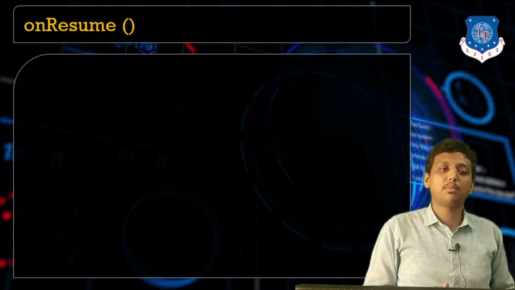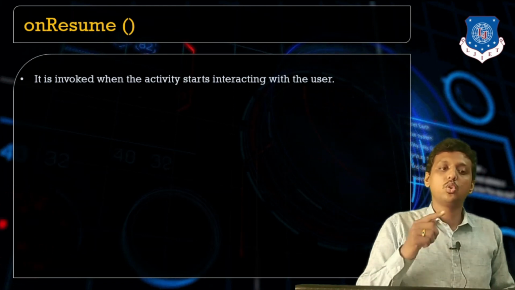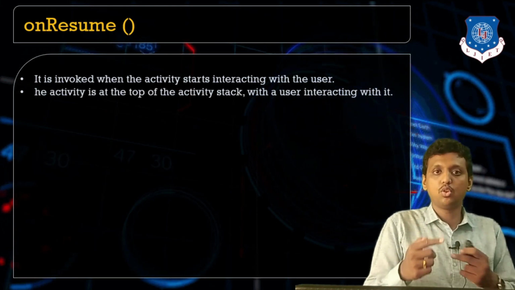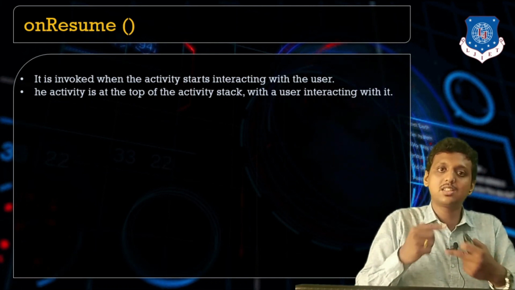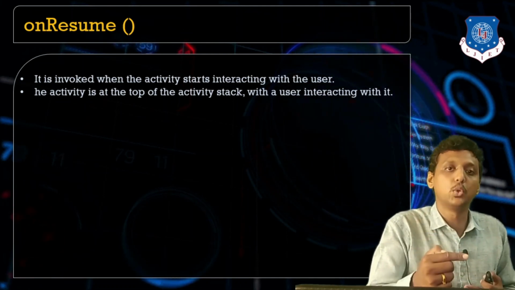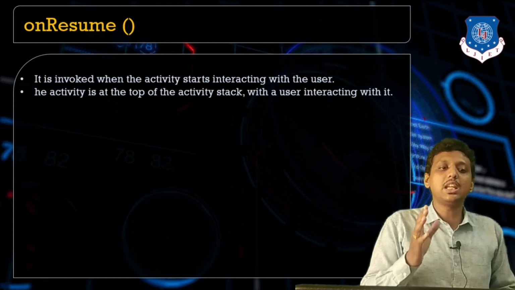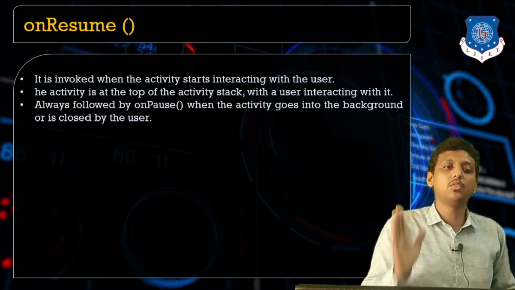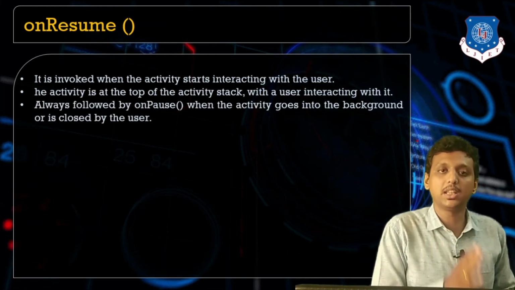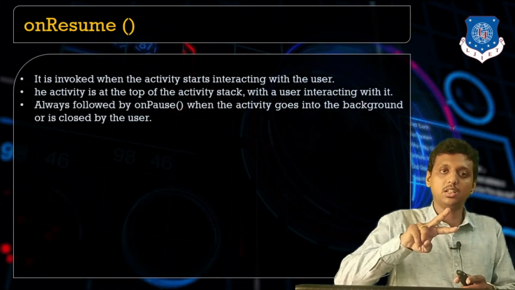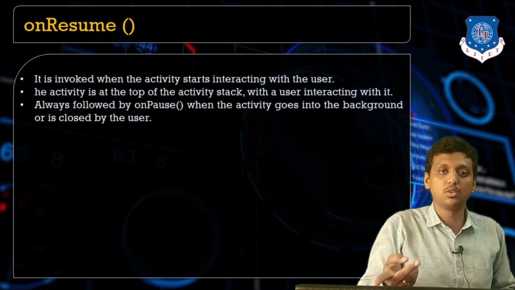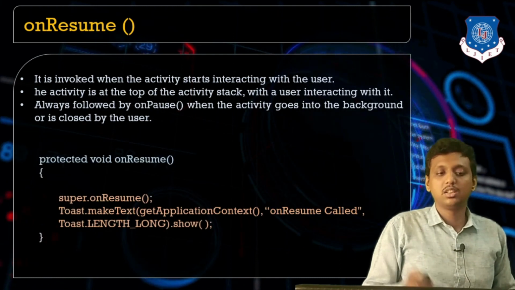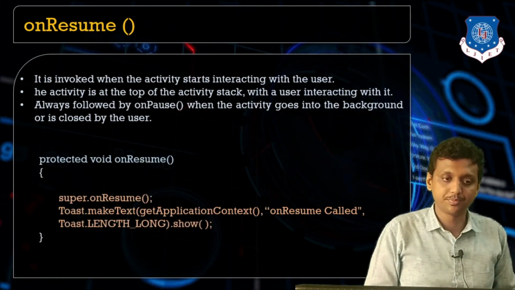Then when we talk about onResume, it is invoked when the activity starts interacting with the user. So after calling restart, we call the resume method. The activity is at the top of the activity state when the user is interacting with it. It is always followed by the onPause method. You can go into the pause method, then the resume, the pause and the resume. Things are continuously going on. Next, this is the code for onResume.